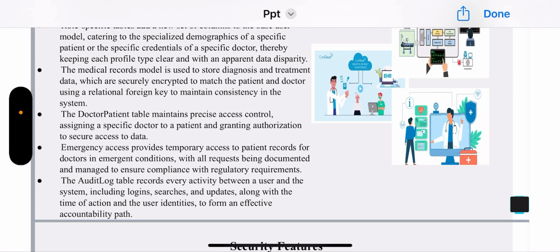And also the doctor-patient table maintenance, providing access control for assigning the specific doctor to the patient and granting authorization to secure the access to the data.